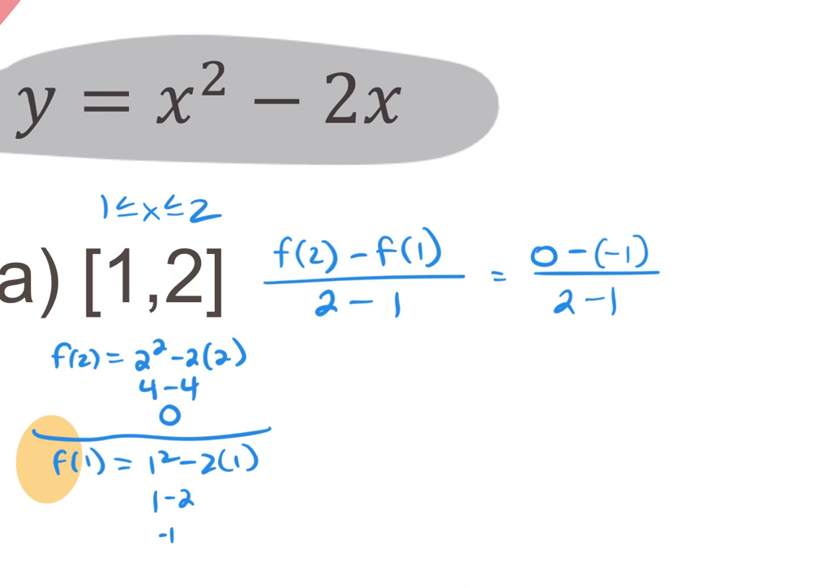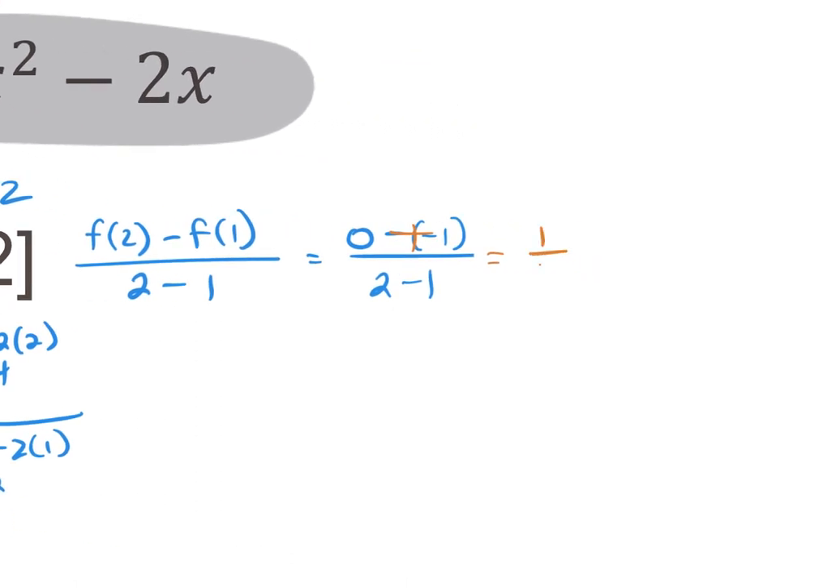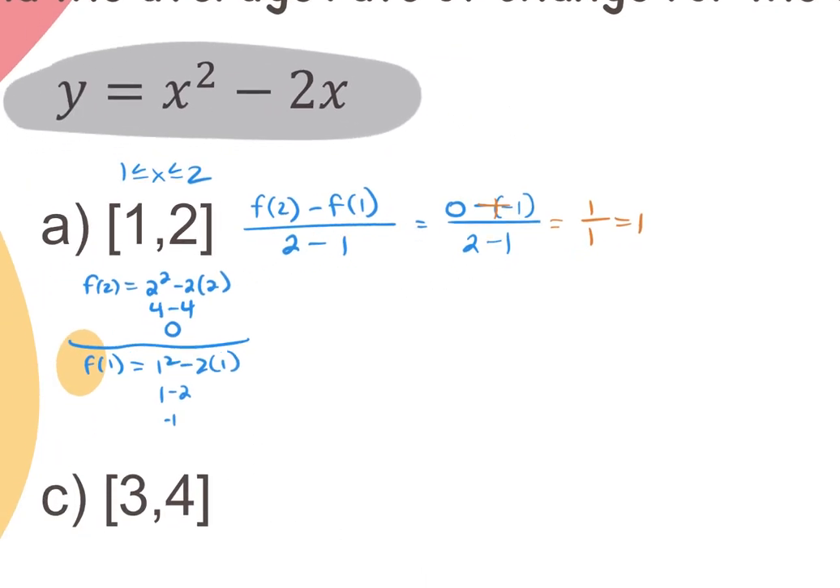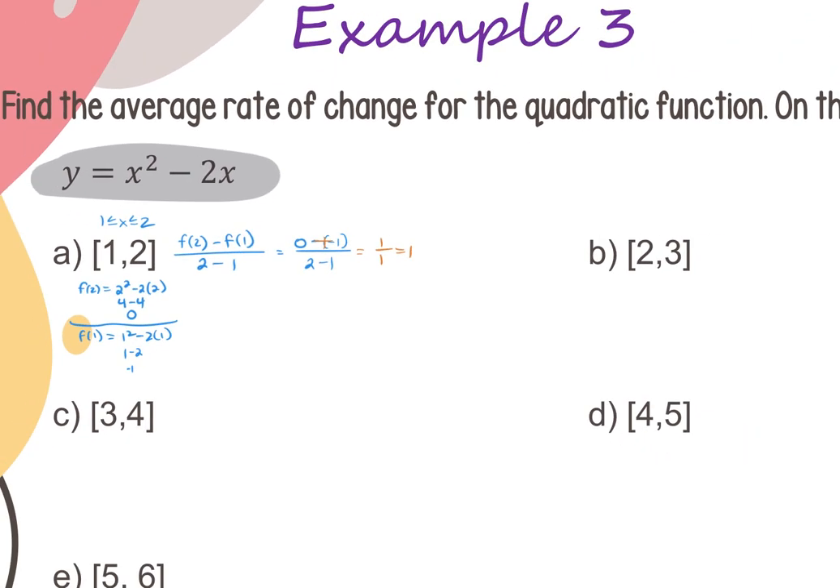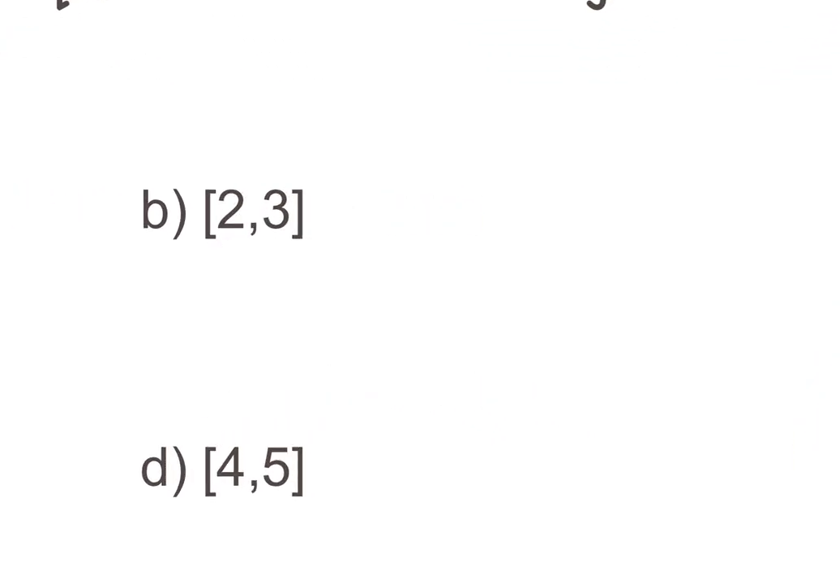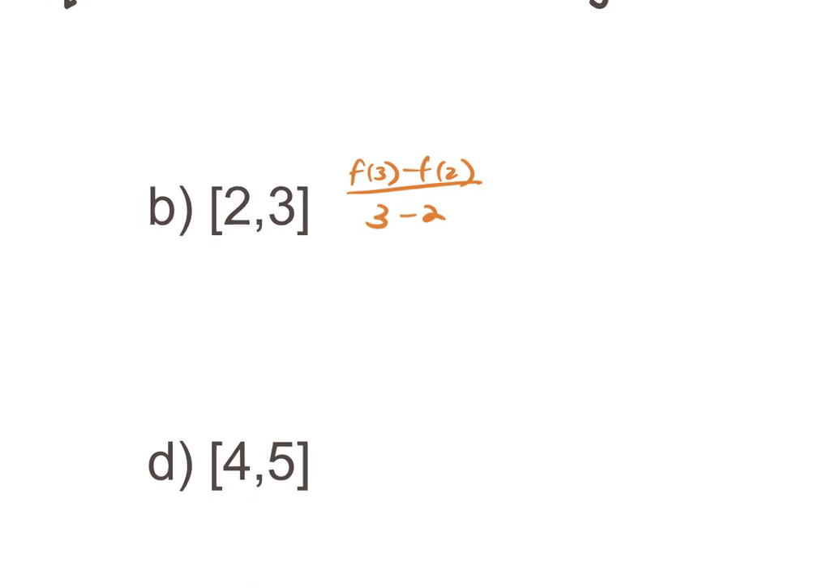Okay. All right. So now I got 1 minus a negative 1. That becomes positive 1 over 2 minus 1, which is 1. So the rate of change from 1 to 2 is literally just 1. Now I go to B. B is from 2 to 3. So I'm going to find f of 3 minus f of 2 over 3 minus 2.